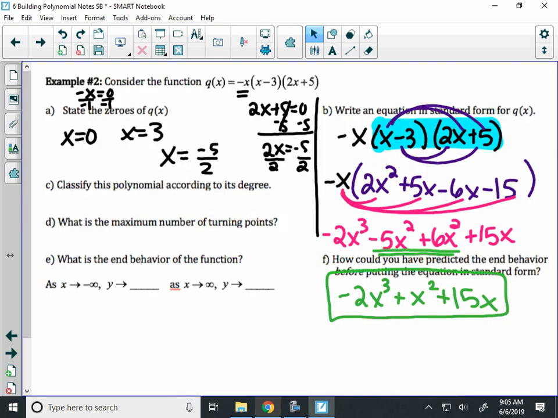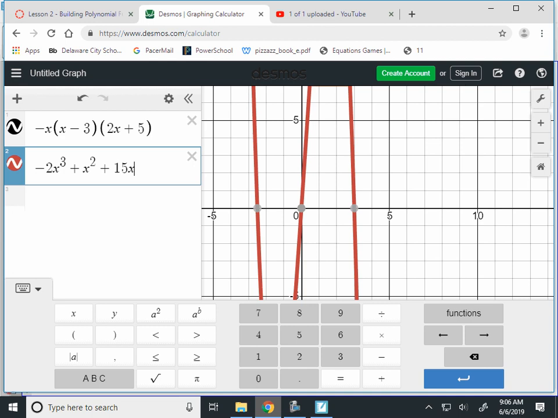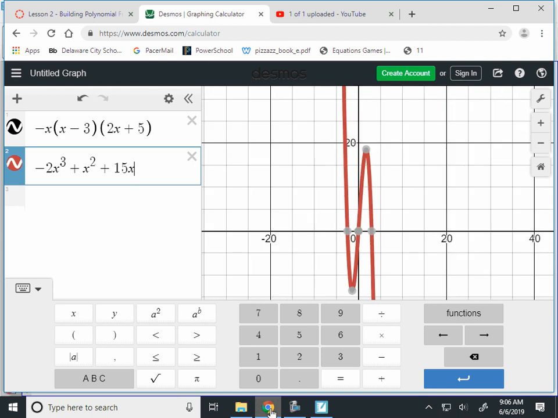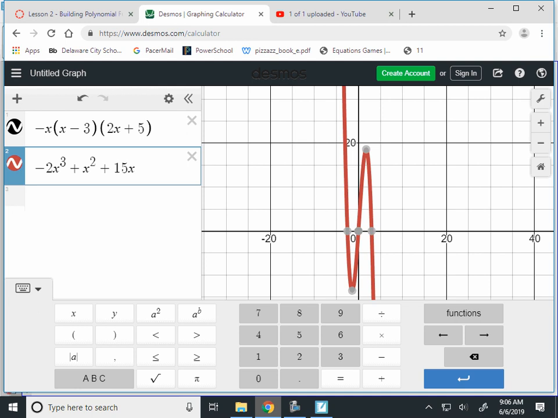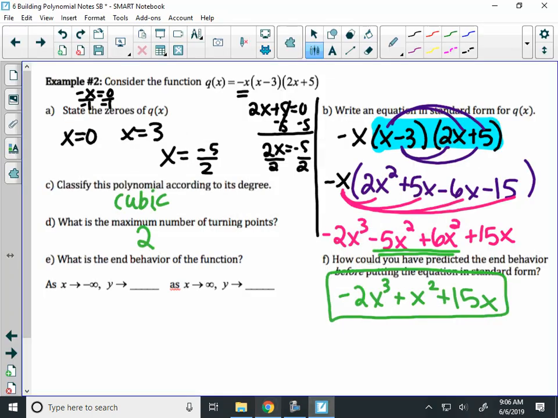Okay, check your work. Now, classify according to the degree. Part C. The degree is 3, so it's called cubic, and it will have a maximum of 2 turns, which if I look at my picture here and zoom out, my graph has 2 turns. And then the end behavior, well, this graph has a negative trend. It starts high, so it starts at positive infinity and goes down to negative infinity.